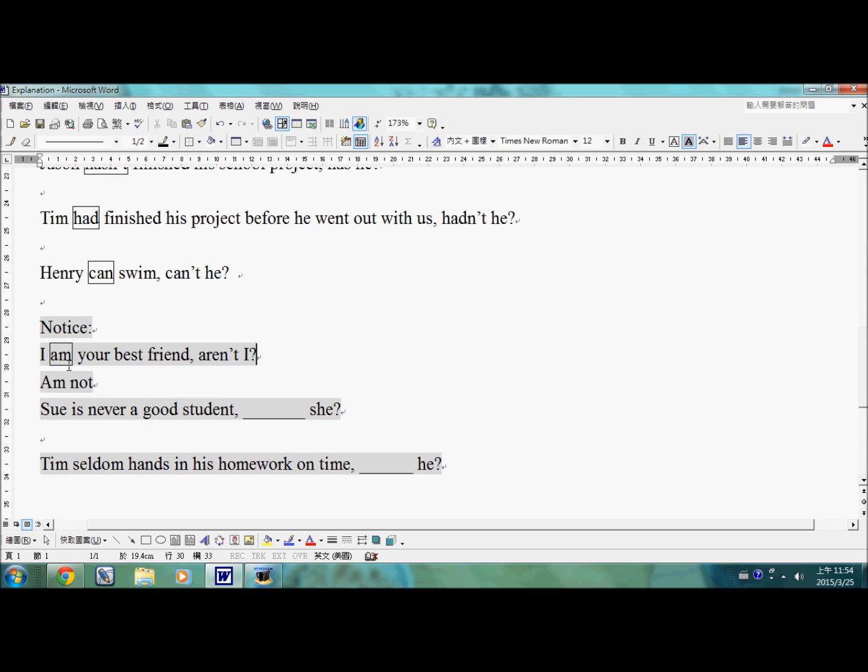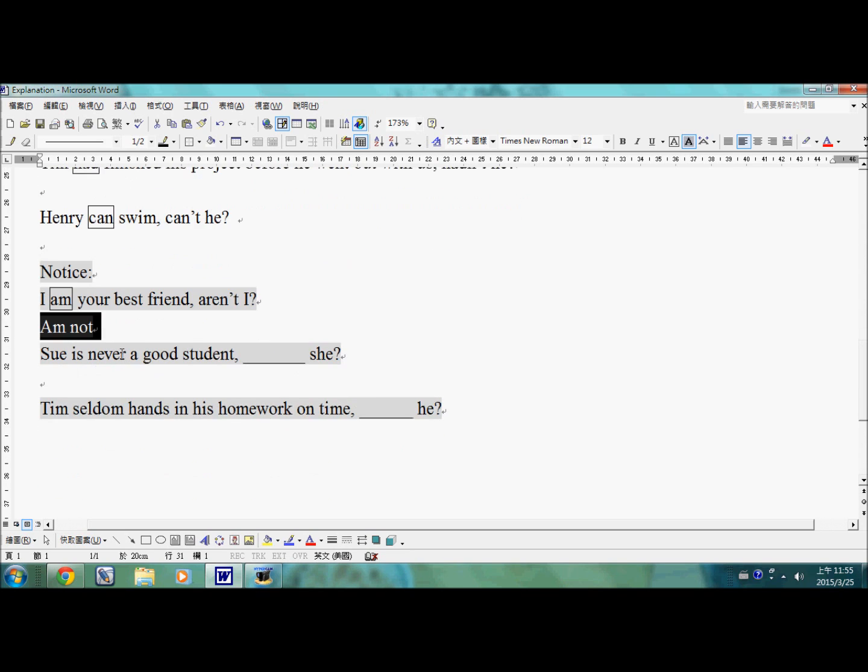But if you use the negative here, I'm not your best friend, am I? Should be no question because there's no need for contraction. But when you write like this, a positive, negative, we do not use am I. We cannot put them together, so we use aren't. I'm your best friend, aren't I? This is the first one, very special.